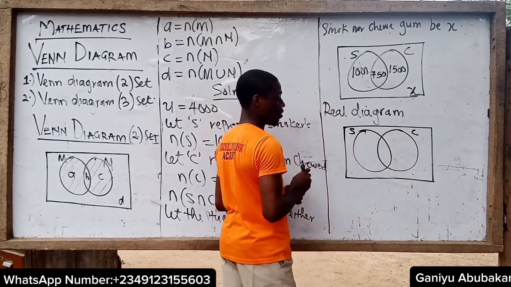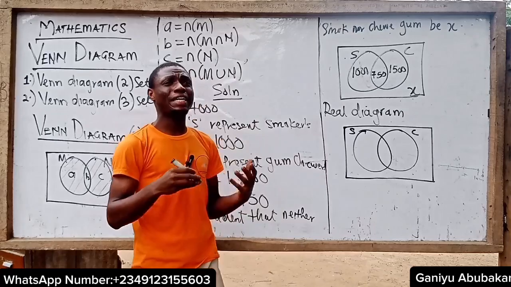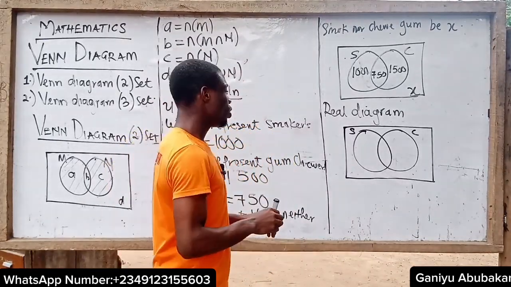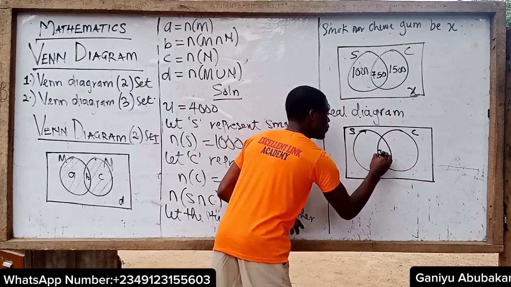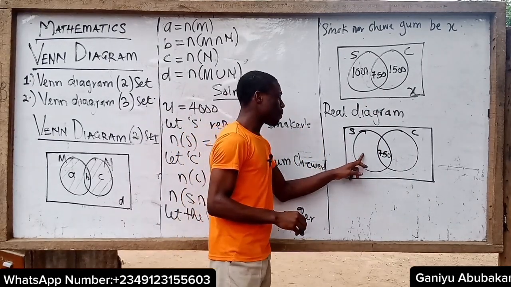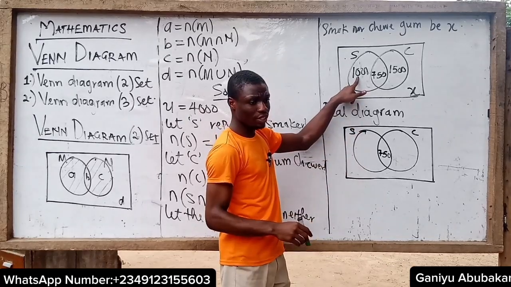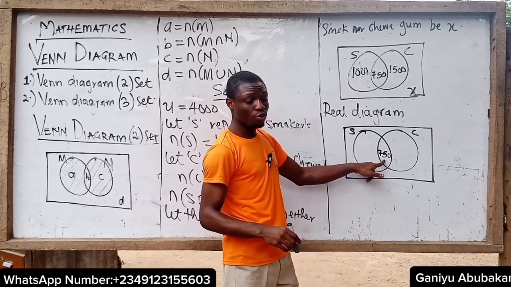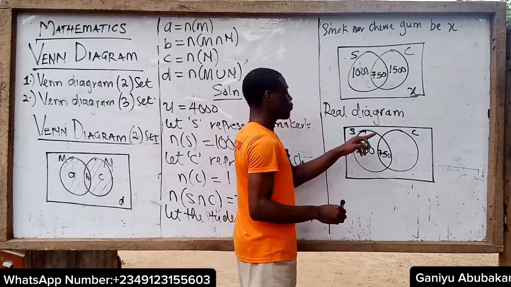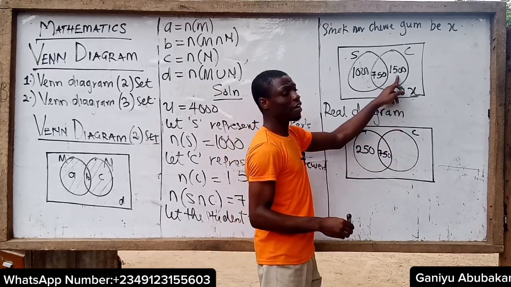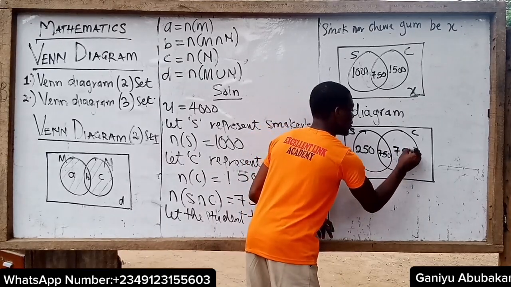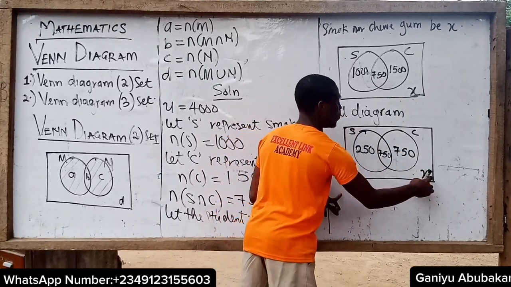When it comes to drawing out your real diagram, the only part that does not change is your middle part. This middle part remains 750. How do you get this part? Subtract 750 from 1000. What do I have there? 250. To get this part here, subtract 750 from 1500. What do I have there? 750. So here becomes my X that I'm looking for.